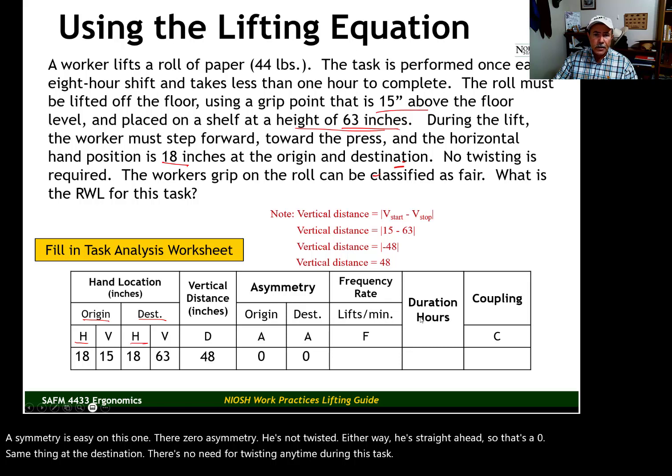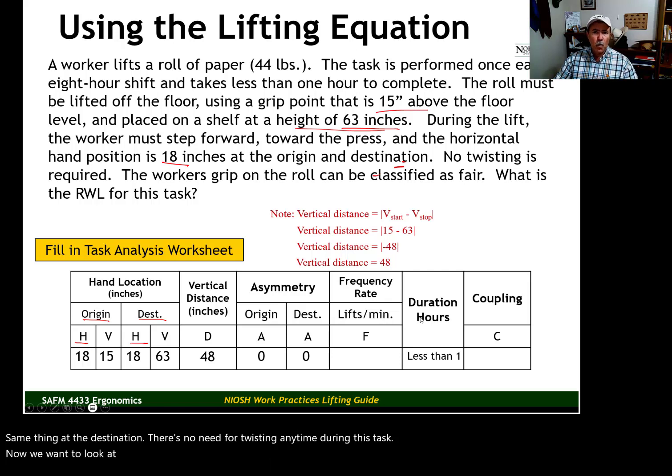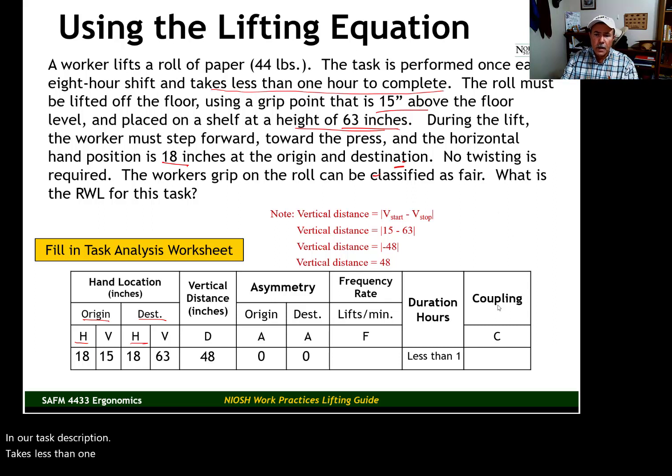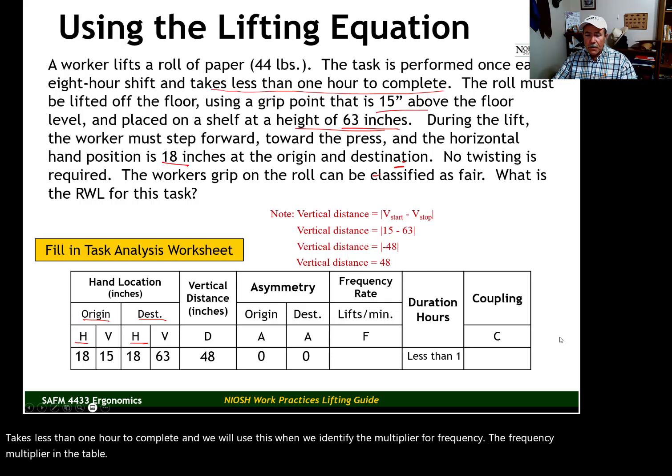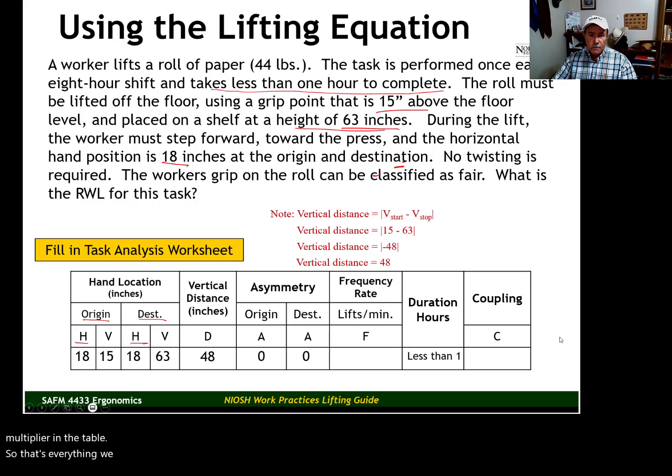Now we want to look at the duration, less than 1 hour. And again, that's in our task description. Takes less than 1 hour to complete. And we will use this when we identify the multiplier for frequency, the frequency multiplier in the table. So that's everything we need so far.